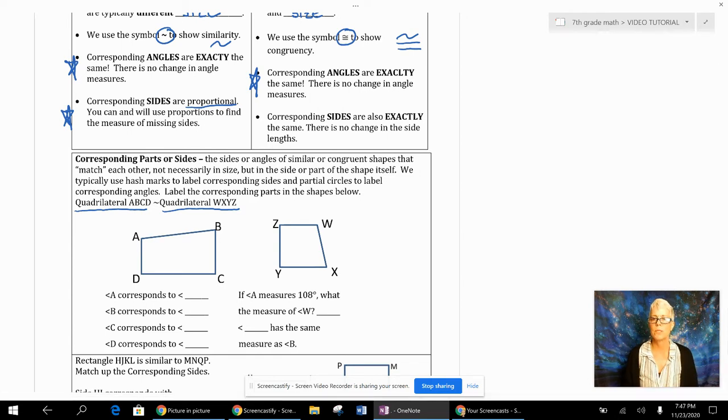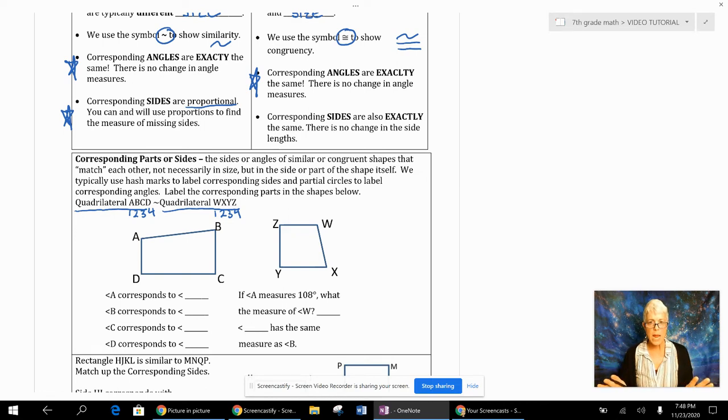Watch what I'm about to do. This is something you could try too when you're trying to do assignments like this. So A is the first angle, B is the second, C is third, D is fourth. For the second one, it would be the same order, because the order they write it is the order they're calling it out in regards to comparing these two shapes. So just looking at those shapes, it's easy for me to tell what corresponds.